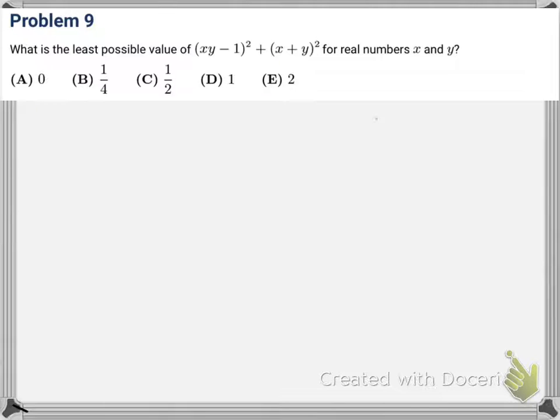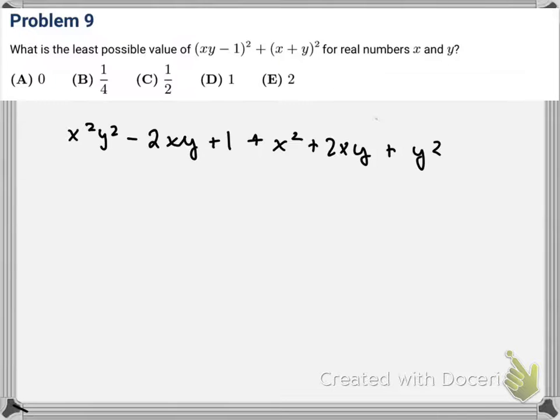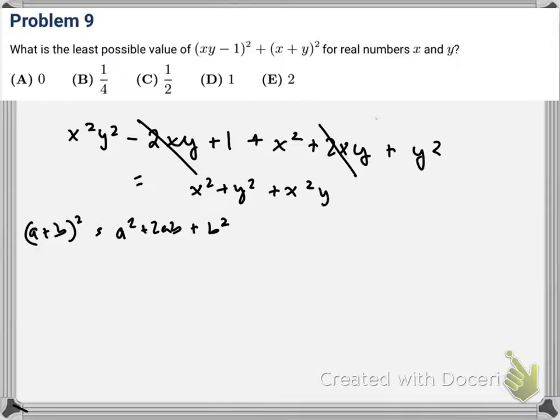So let's expand this out into x squared y squared minus 2xy plus 1 plus x squared plus 2xy plus y squared. Recall that a plus b whole squared equals a squared plus 2ab plus b squared. All right, now we can add this up, and we notice that some terms cancel. We've got x squared plus y squared plus x squared y squared plus 1.